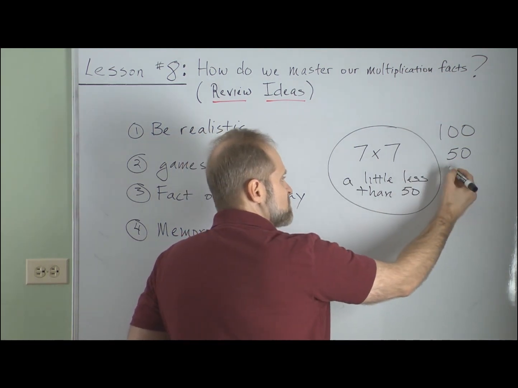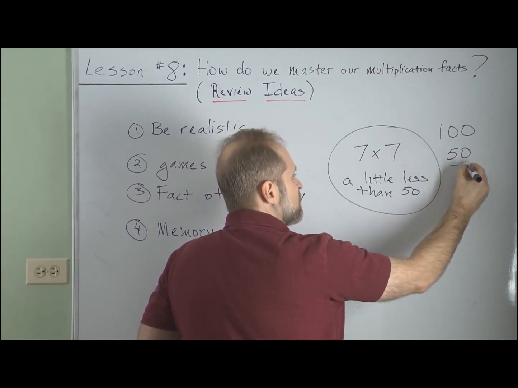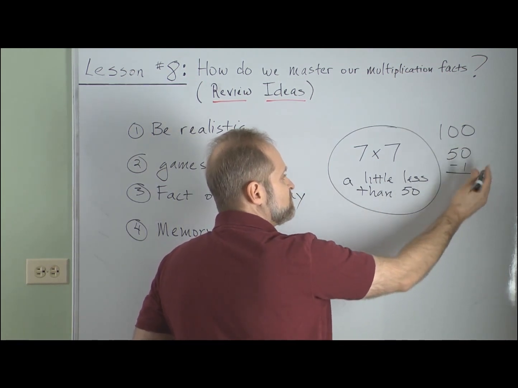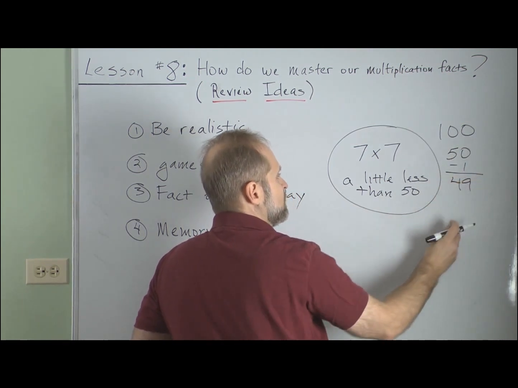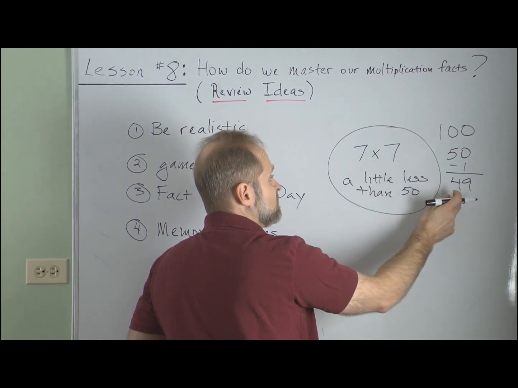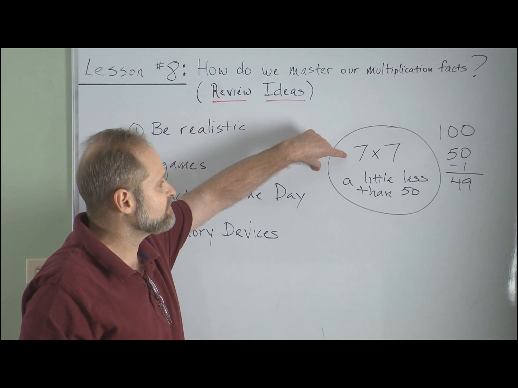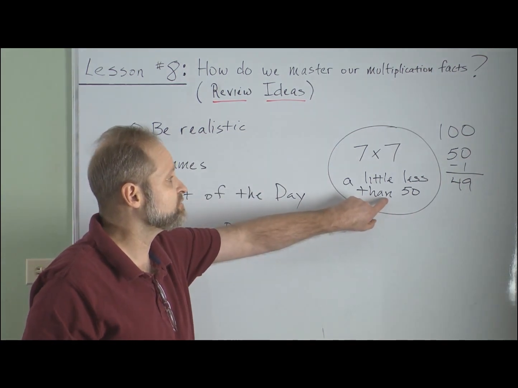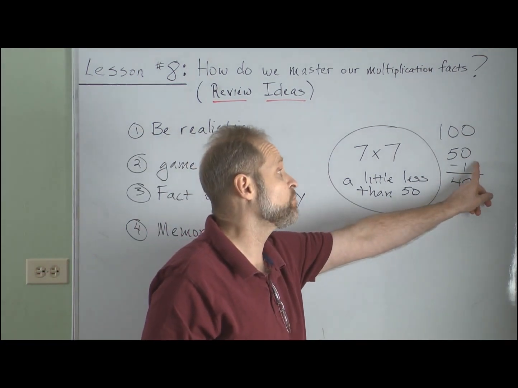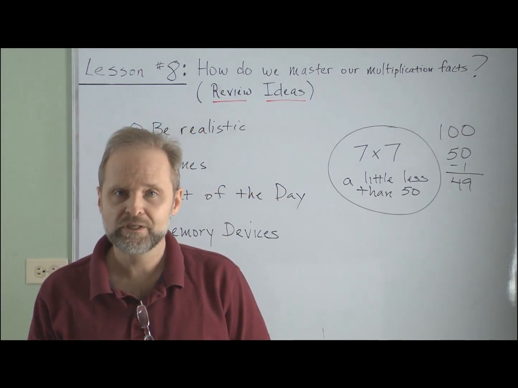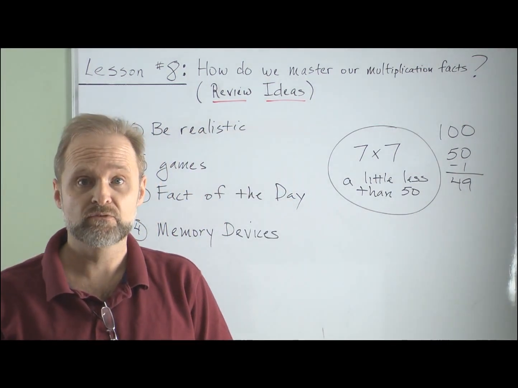Well, what's a little less? Well, let's go ahead and just subtract 1. 1 is fairly small compared to 50. 50 minus 1 is 49. And lo and behold, 7 times 7 is 49. So if we can remember that 7 times 7 is just a little less than 50, and remember just to subtract away 1 from 50, we'll be in good shape. That would be an example of a memory device.